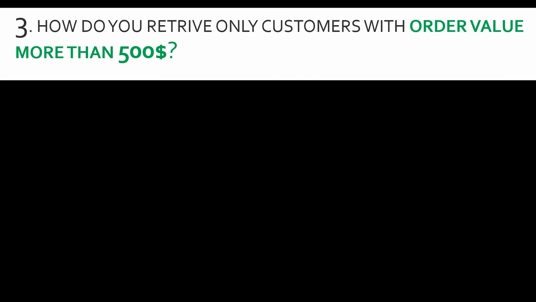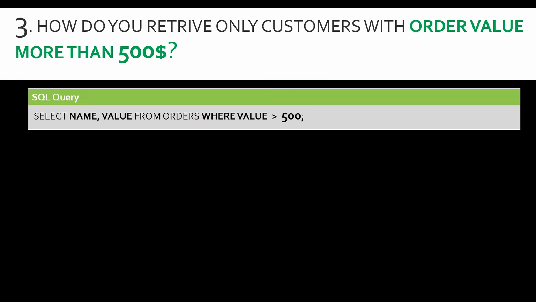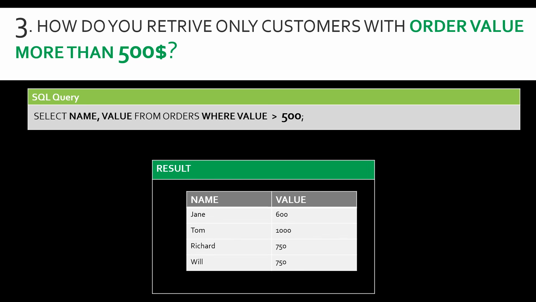Question number three. How do you retrieve only customers with order value more than $500? So this is again some conditionality being placed into the question. The SQL query for this is we're going to select the name and the order value from the table, but we're going to add a conditionality, which is where value is greater than 500. So what this will do is it will only filter out the rows with order value more than $500.